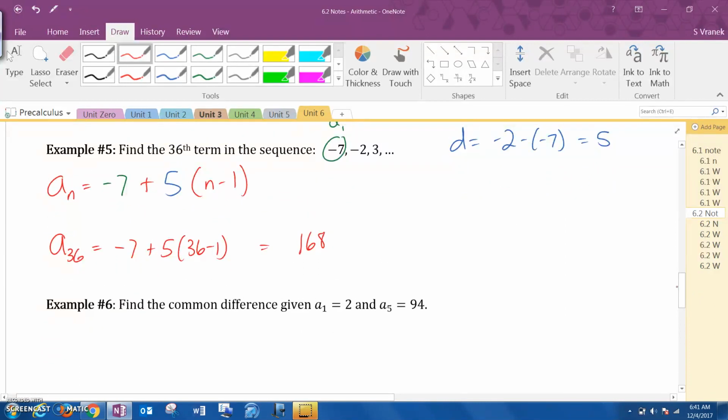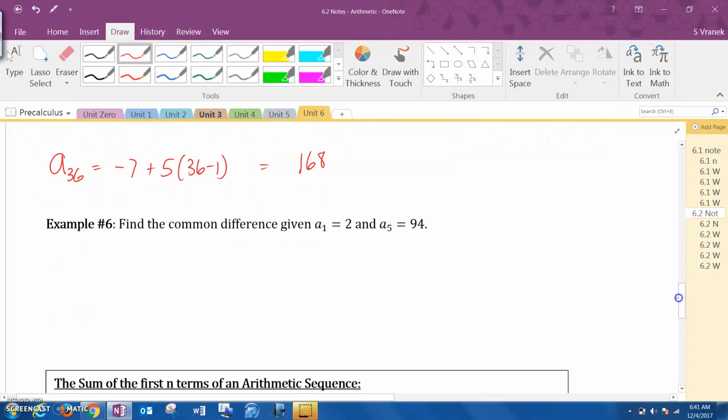Now, find the common difference given that the first term is 2 and the 5th term is 94. The easiest way to do this is to think of it as slope, or an average. Because if it's a common difference, it's going up by the same amount. So that means that we jump 94 minus 2, or 92, in the sequence value, in a value of 5 minus 1, or 4 terms.